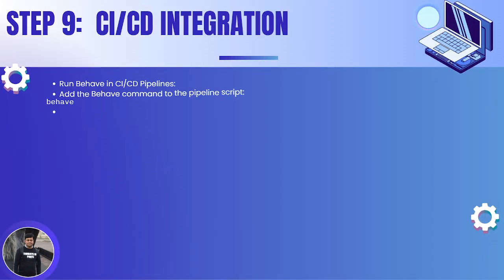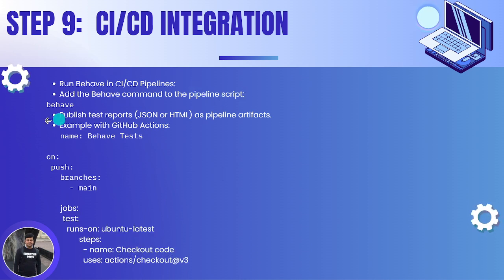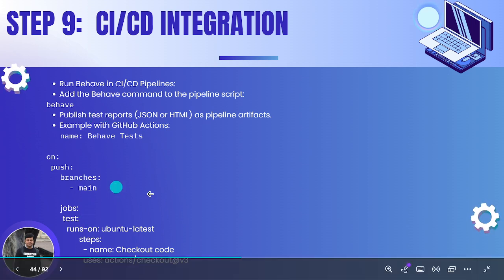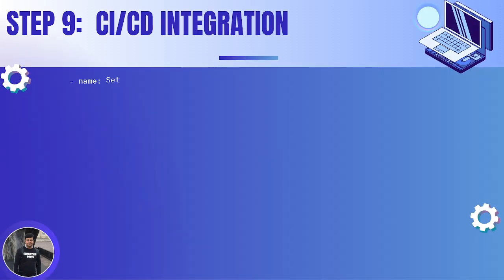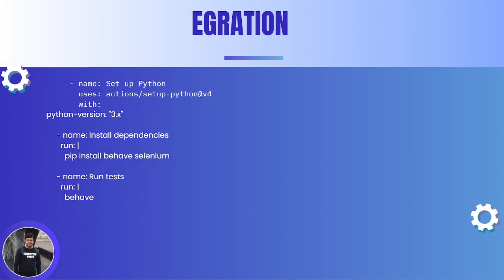Next is CI/CD integration. So run Behave in the CI/CD pipeline, add the behave command to the pipeline script, and then publish the test report as a pipeline artifact. And then you can use the GitHub action, and you can write this code to execute your test cases in CI/CD. So this is the script which can be used for the CI/CD integration.